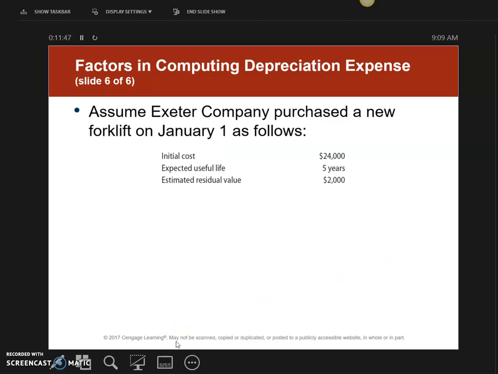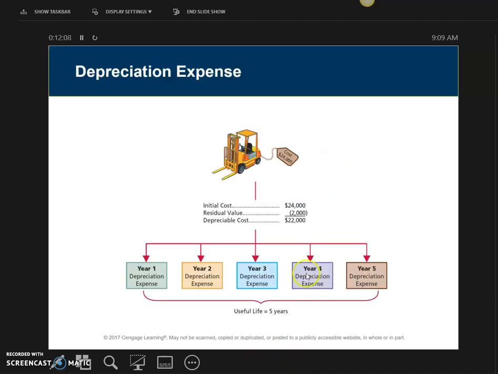Here's the cost of a piece of equipment that I bought, $24,000. Its useful life is 5 years, and estimated residual value is $2,000. So remember, my depreciable cost will be 24,000 minus 2,000. So that'll be 22,000, and then I'm going to spread that over 5 years. So my depreciable cost is 22,000, and then I'm going to take an expense for 5 years. So this is just a summary of understanding how depreciation works and how depreciation expense works. Next, we're going to be talking about the 3 different methods on the next videos.